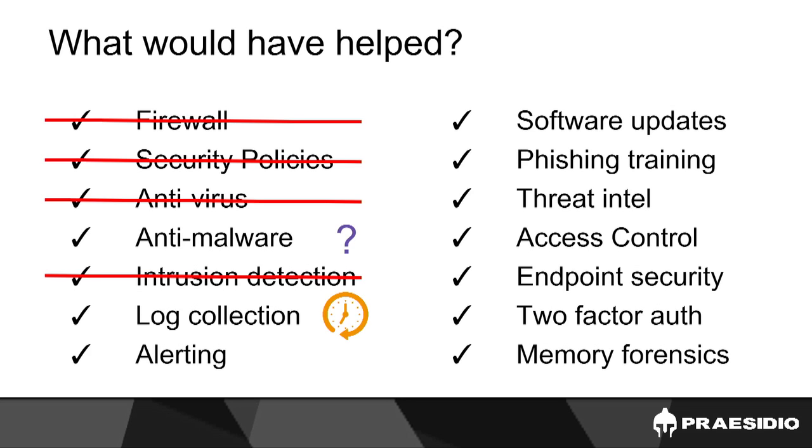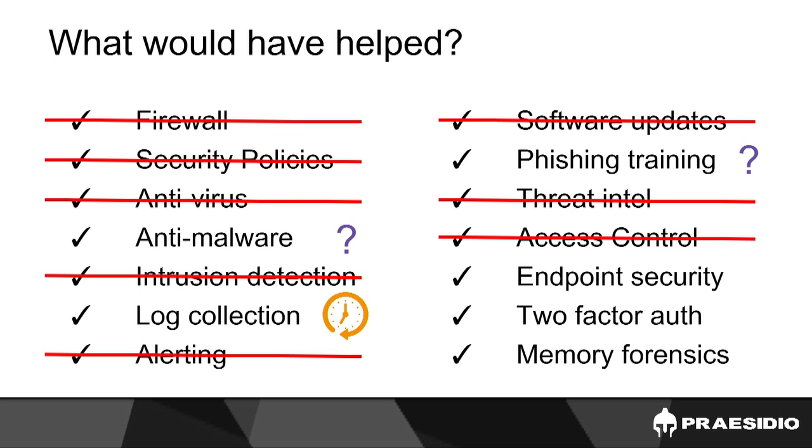Log collection will help after the fact, so that when you discover the compromise, the fact that you're collecting all of your logs will help you eventually. Regular old alerting, definitely not. Software updates, it wasn't a software bug. Phishing training, it may help. The people who were phished in this example had a lot of phishing training and they were still phished. So it didn't help in this case. Threat intelligence, definitely not. You can use a new IP address. Access control, nope. Endpoint security, maybe. Again, there are some endpoint security tools that will help you, but in this case, it didn't.